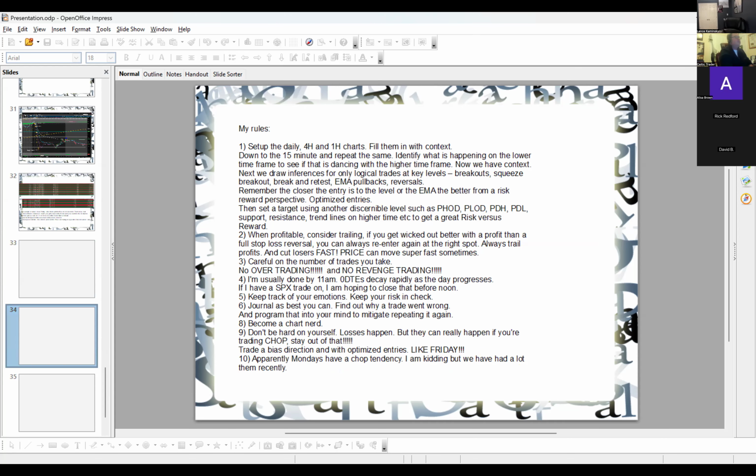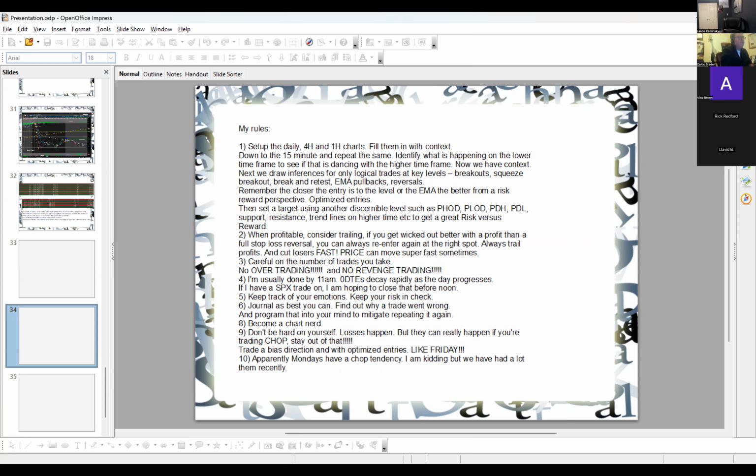And then what are my rules? Well, the process again is the daily, the 4 hour, and the 1 hour. Fill them in with context, and then down to the 15-minute, and you're repeating this. So that's the context. And then the inferences are where we're doing logical trades: breakouts, a squeeze breakout, break and retest, EMA pullbacks. Those are the ones I look at. The other ones are the reversals and the crossovers. Not the biggest fan of those. So remember, the closer the entry is to the level of the EMA, the better it is, especially from a risk reward perspective.